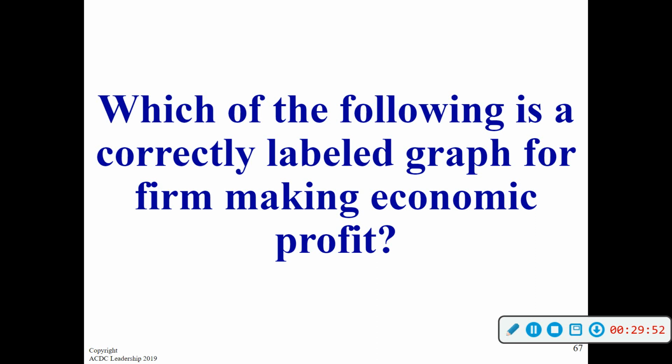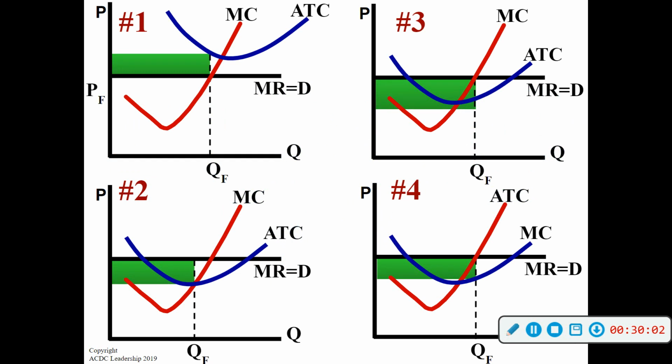All right, we'll do this and then we'll stop. So I'm going to show you 4 graphs. You're going to tell me which of them is labeled correctly for a perfectly competitive firm earning a profit. So take a minute, look at these, and tell me which one of those 4 is correctly labeled for a perfectly competitive firm earning a profit.